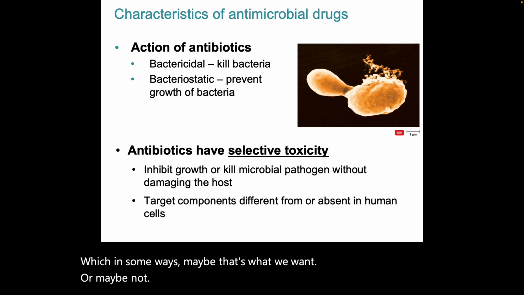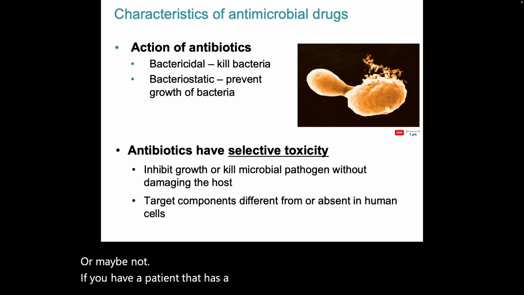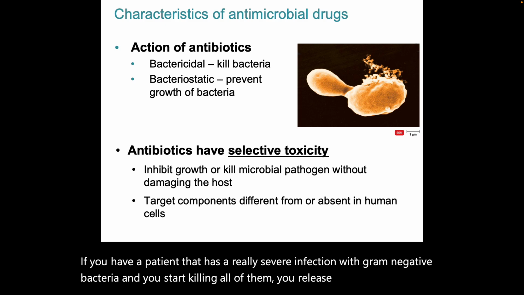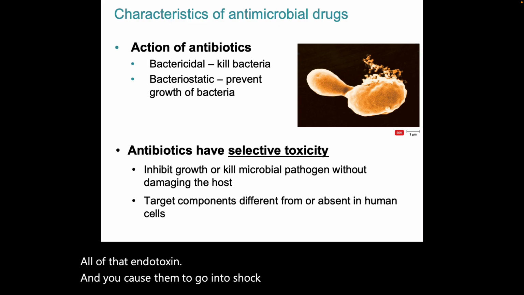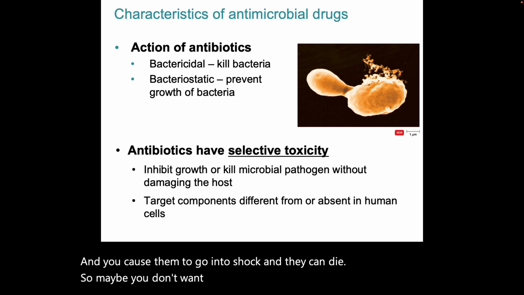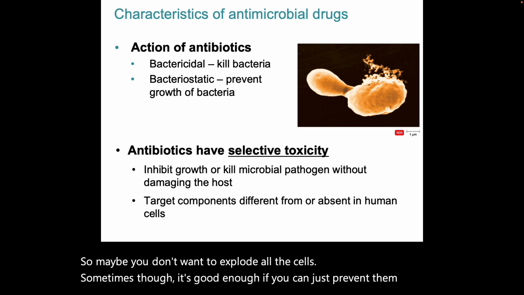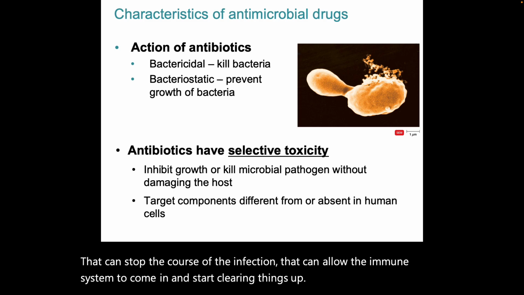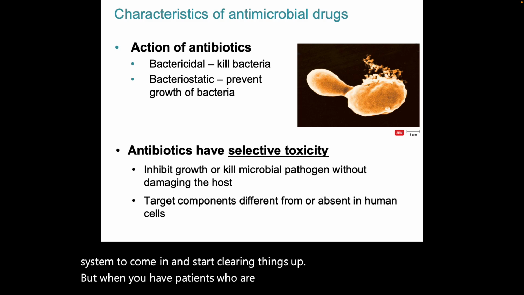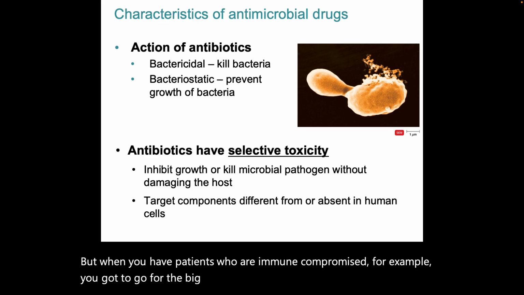If you have a patient that has a really severe infection with gram-negative bacteria and you start killing all of them, you release all of that LPS, all of that endotoxin, and you cause them to go into shock and they can die. So maybe you don't want to explode all the cells. Sometimes, though, it's good enough if you can just prevent them from growing. That can stop the course of the infection. That can allow the immune system to come in and start clearing things up. But when you have patients who are immune compromised, for example, you have to go for the big guns because they don't have a way to get rid of it otherwise.